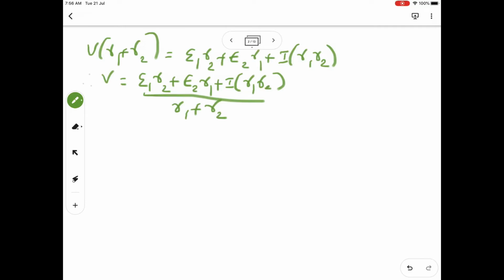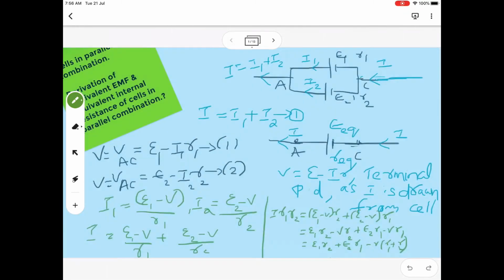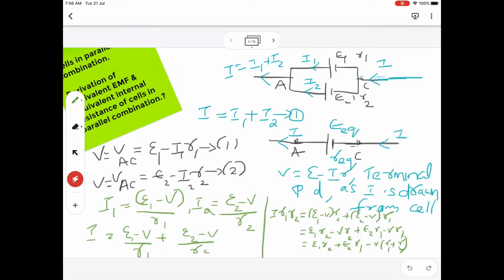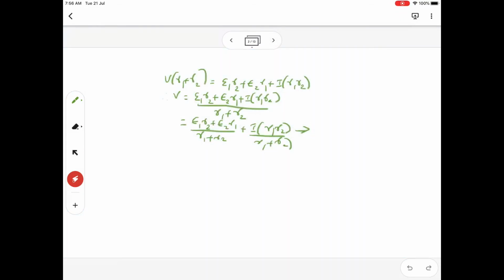To get general expressions, we divide this between E terms and I terms. So the equation is V equals (E1 R2 plus E2 R1) divided by (R1 plus R2) plus I R1 R2 divided by (R1 plus R2). Leave it as the next equation, which is number 3. So this is equation number 3.